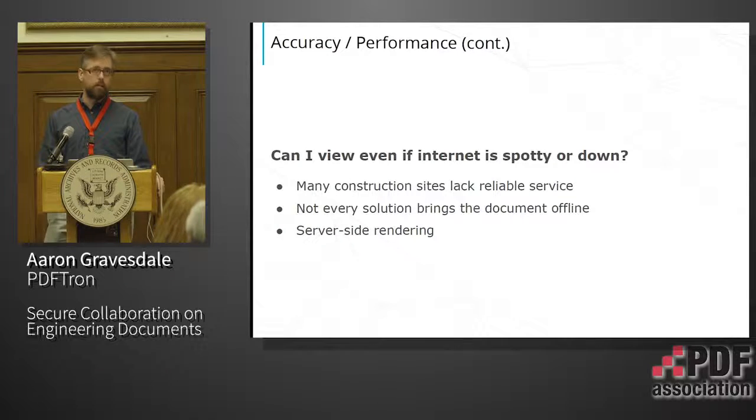Often on a construction site, the only actual internet access is a Wi-Fi router in a trailer that, if you're standing right next to it, you can get on the internet, but otherwise, you're offline. And so this can really factor into the design of document collaboration systems, since not every solution out there brings the document offline, and some of them rely on server-side rendering of documents into images that then can't necessarily support my document viewing when the internet is not available to me.